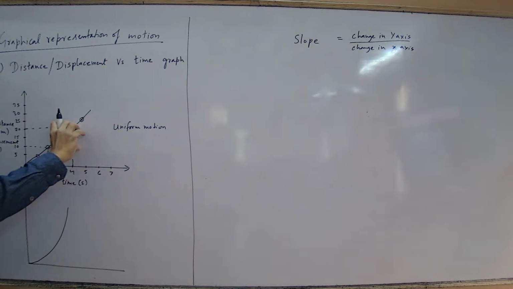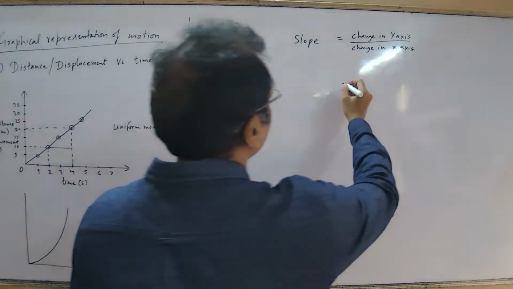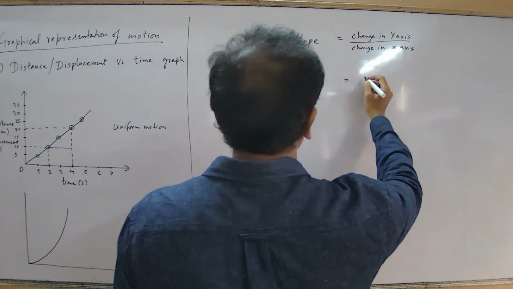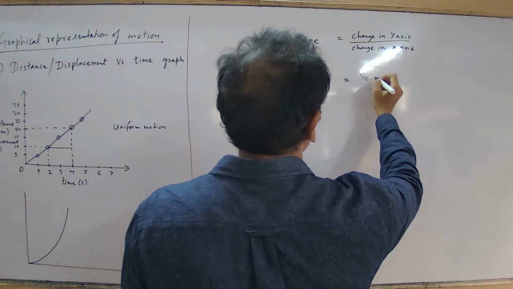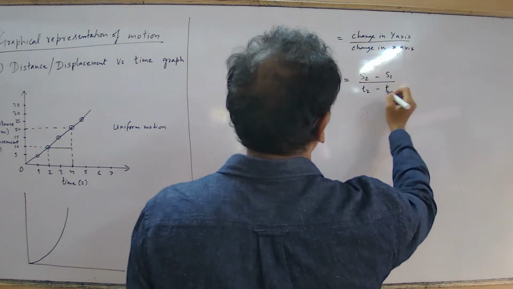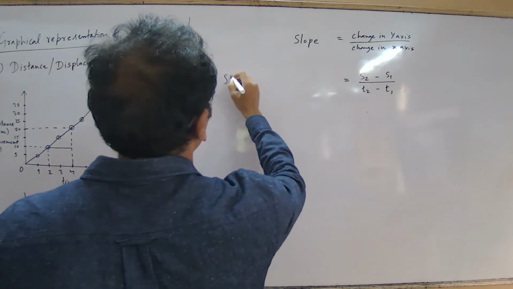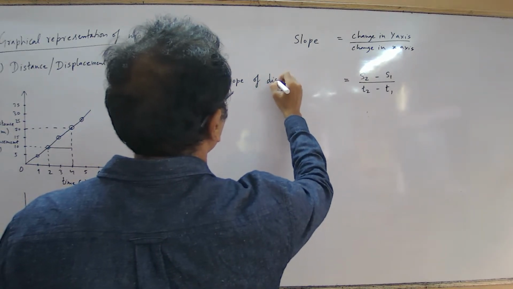This is the variation in the y-axis. When time was 2 seconds, the distance was 10. Now when time is 4 seconds, distance is 20. Okay. So what is the change in the y-axis? You can say S2 minus S1 divided by T2 minus T1. The slope of the distance time graph.